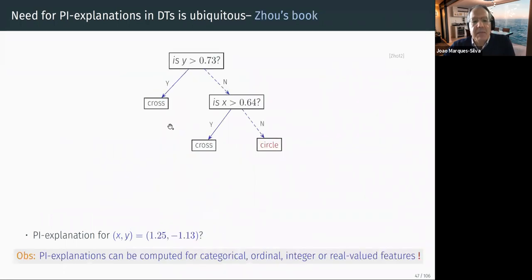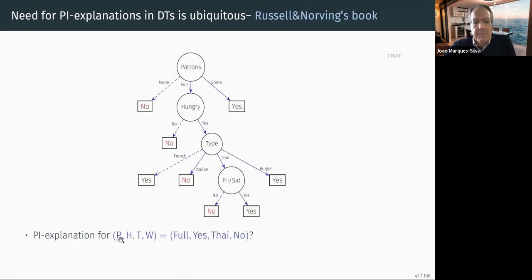The features are patterns, hungry, type, and weekend. If I did not make a mistake, the instance should be full, yes, tie, and no. So the prediction is no. The question is, what is the PI explanation in this case? Or otherwise, can you get rid of literals? The answer is, again, I hope some of you can see that the value of hungry is irrelevant, because if it's no, the prediction is no.